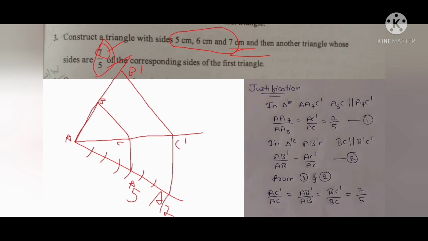After that you make an arc from A7 and A5, and in the same way you make the line from C dash to C. You can see how to make it. Similarly, you can make it in the next question.